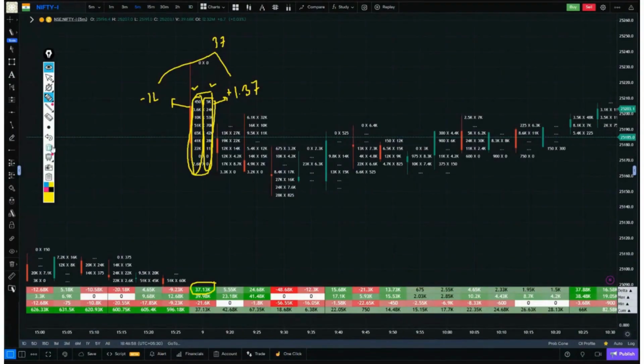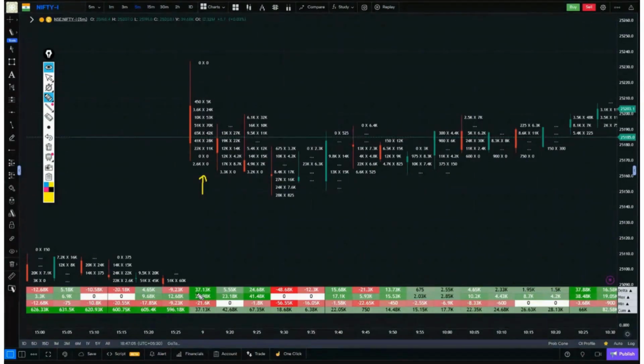Right now buyers are more. In the first candle, the value is inside a green box and there is no negative sign. Now look at this candle in front of the value.